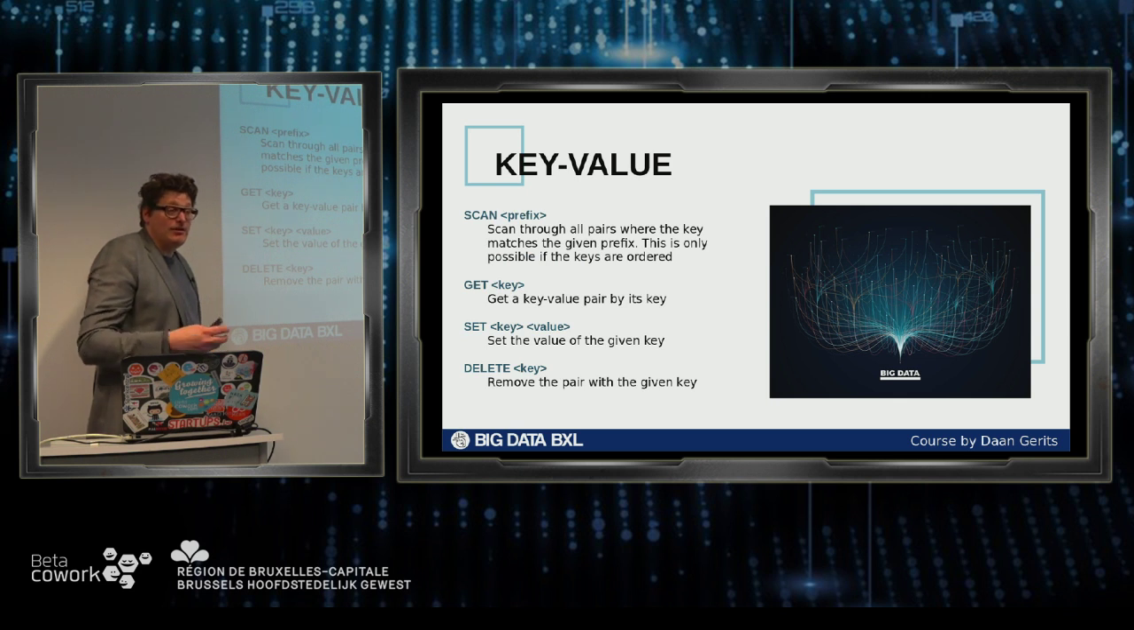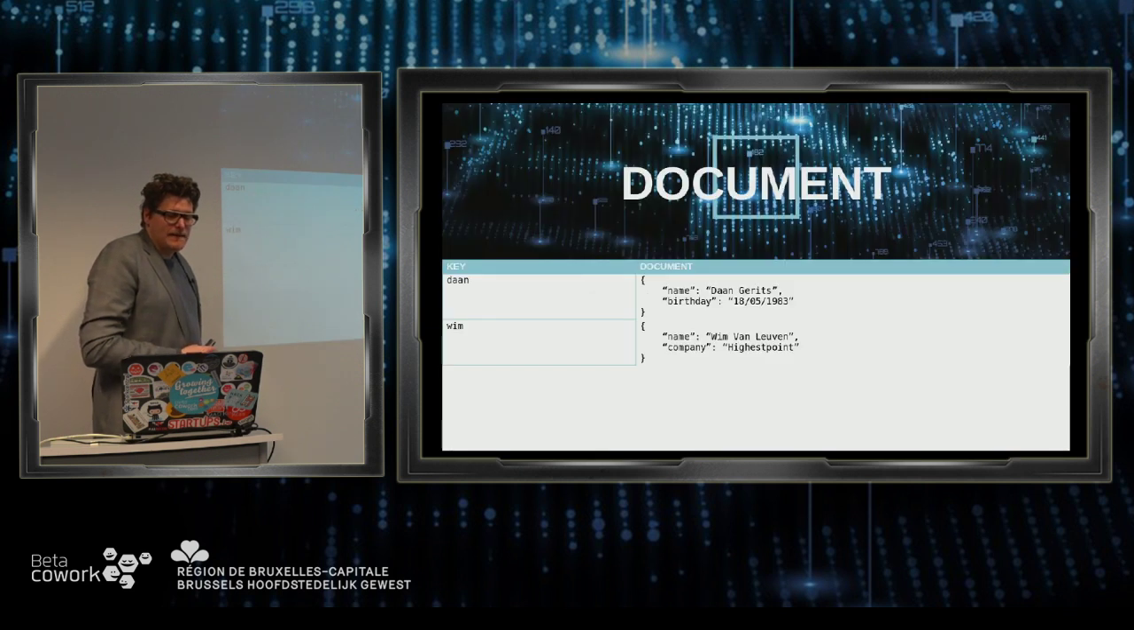So when you look at what you can do with a key value store, these are the methods. You can scan, like I said, through the keys based on a common prefix or whatever. You can do a get, so get the value of a specific key. You can do a set: for this key, this value should be set, which overrides if needed. And you can do a delete, which basically means remove the key value entry from the key value store.